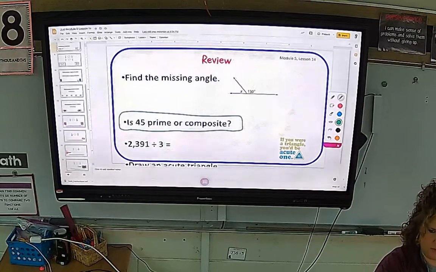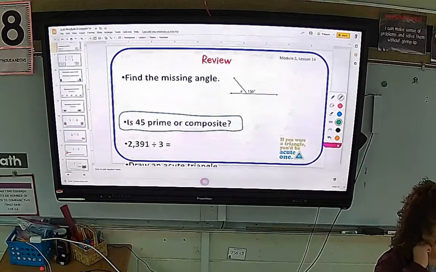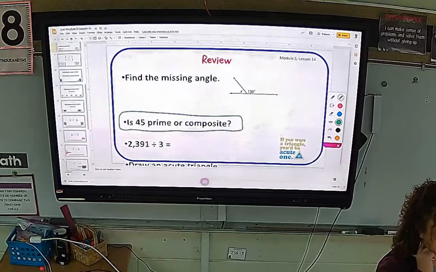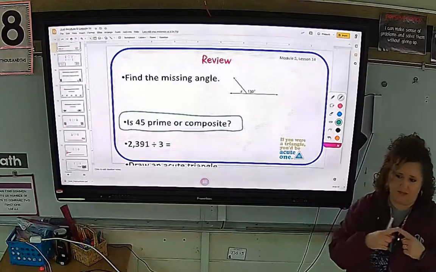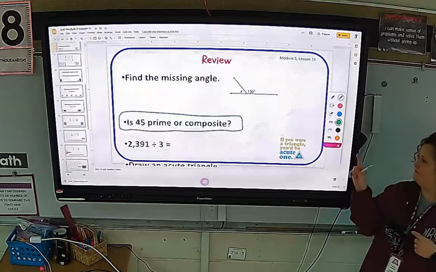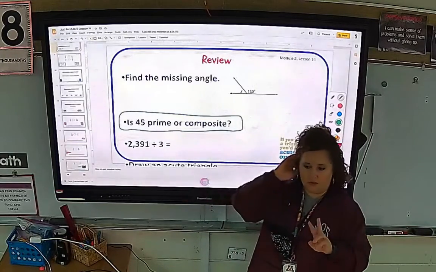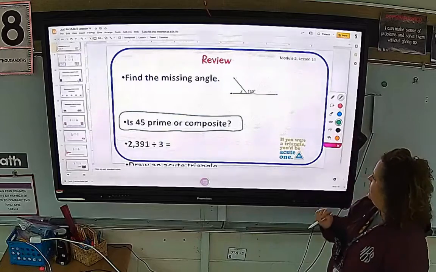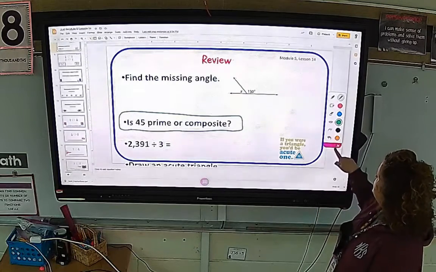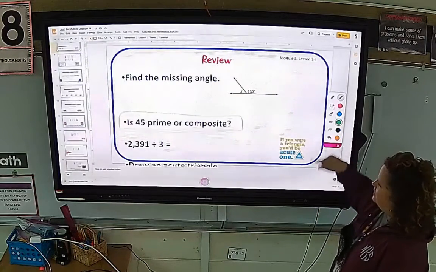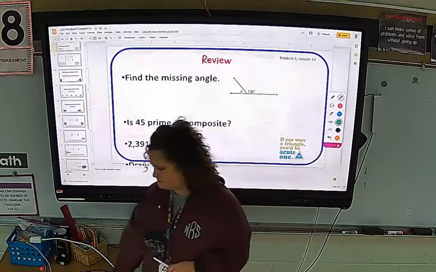There is another one. 3 times something makes 45. Think of the clock. That might help you. 15. 3 times 15, okay, is another factor set that makes 45. So this is definitely a composite number because it has more than 2 factors. Okay, we haven't talked about that in a while. We need to mention it every now and then so we don't forget what it means.